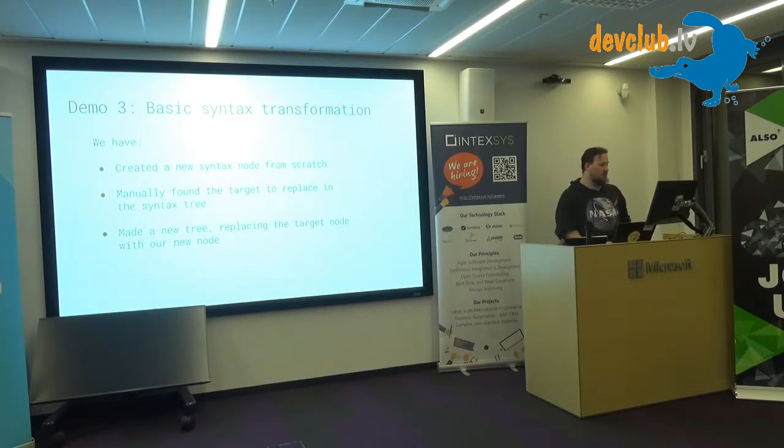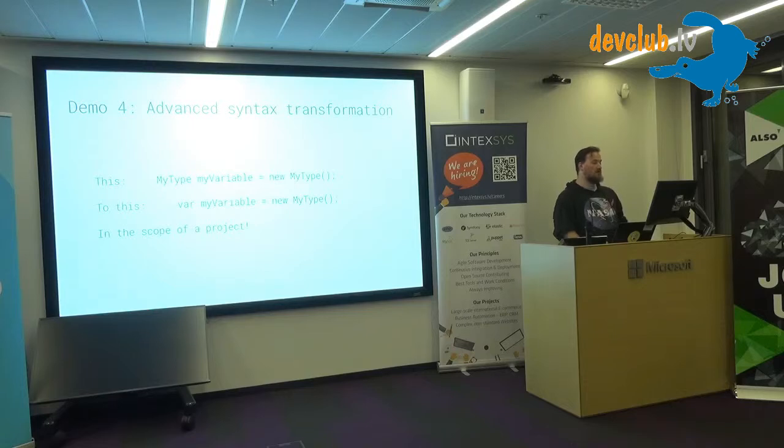So, in the last demo, we want to do something fancier. We don't want to find stuff manually. We want it to happen automatically in a whole file, like a whole project. So what we will do, we will take a little bit more complicated piece of code, and we will replace all of the explicit type declarations with implicit ones.